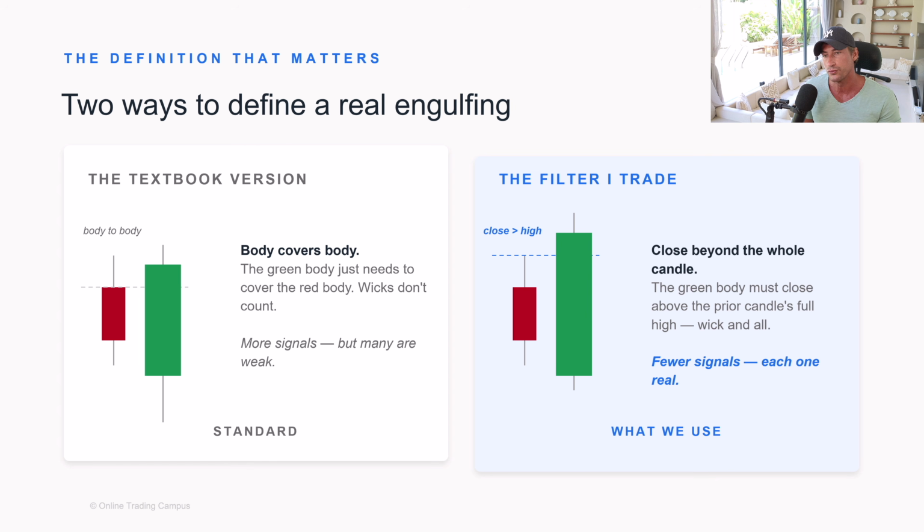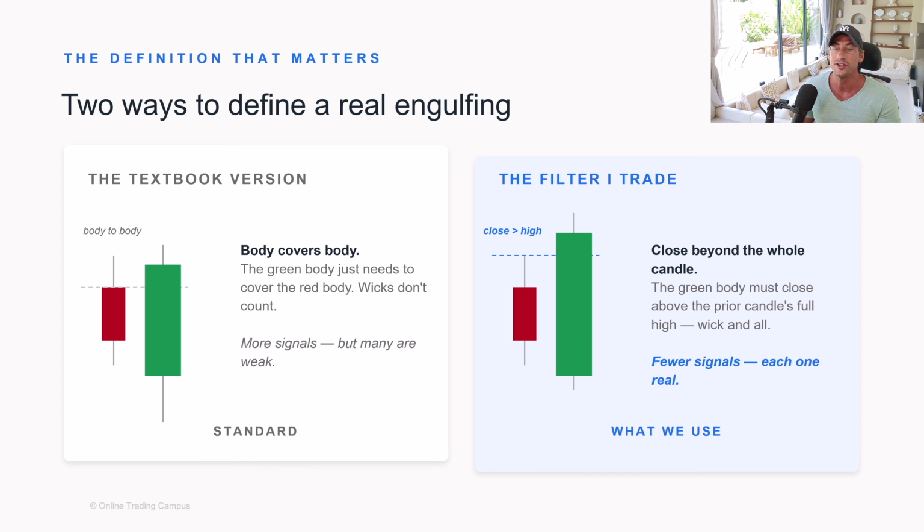I want more proof. I want the green candle to close above the prior candle's high, the whole high, wick and all. And for a bearish engulfing, the red candle has to close below the prior candle's low, the whole low. So why am I stricter? Because when the close pushes past the entire candle, the takeover is real. The buyers or the sellers did not just win by a hair, they closed the whole range out. And yes, you get fewer signals this way, obviously, but each one means something.